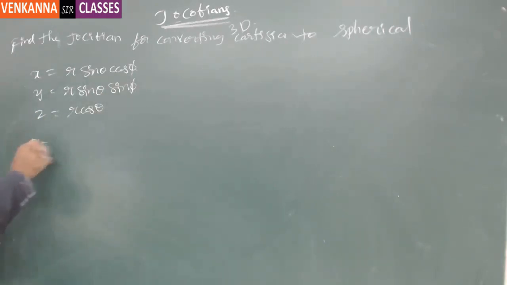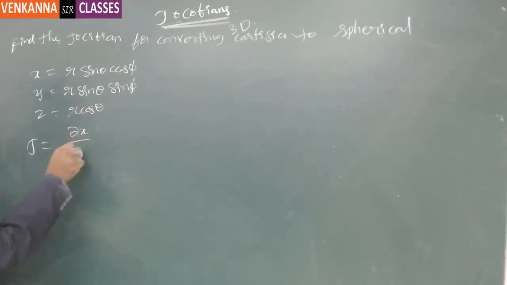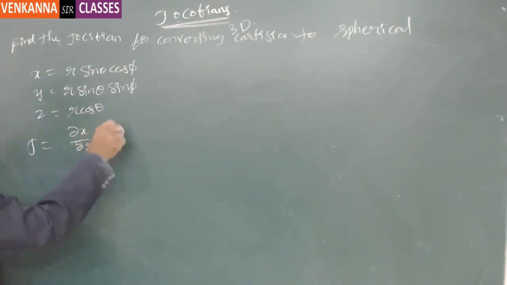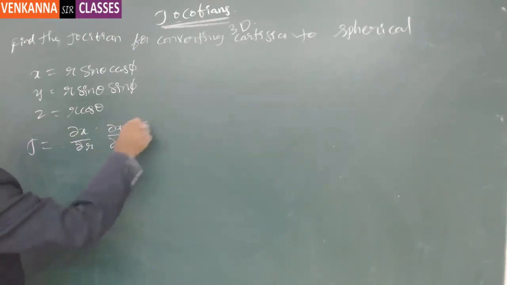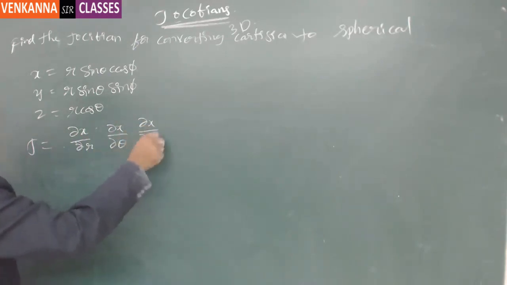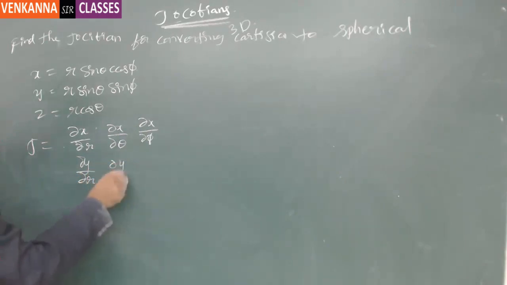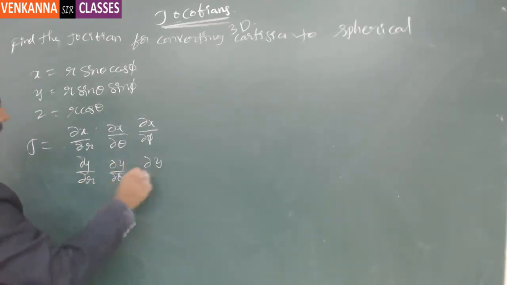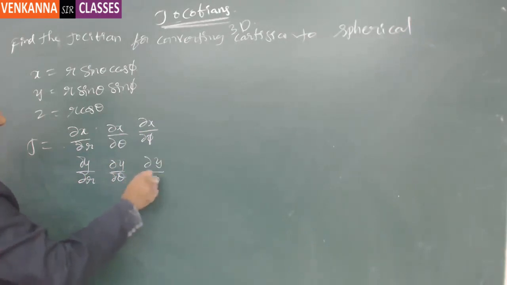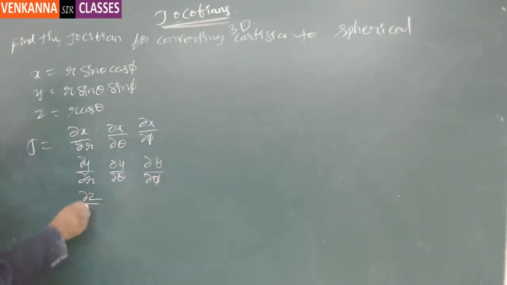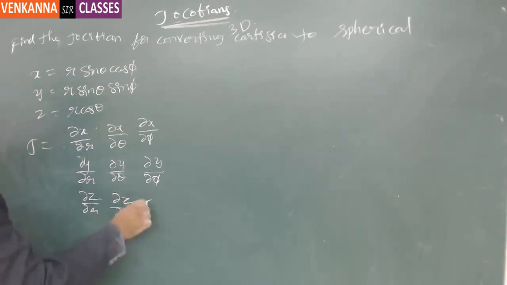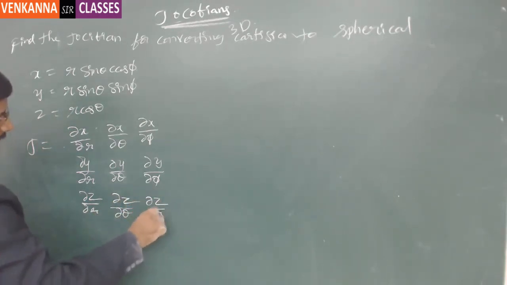So Jacobian is nothing but dou x by dou r, dou x by dou theta, dou x by dou phi. Similarly, dou y by dou r, dou y by dou theta, dou y by dou phi, dou z by dou r, dou z by dou theta, and dou z by dou phi.